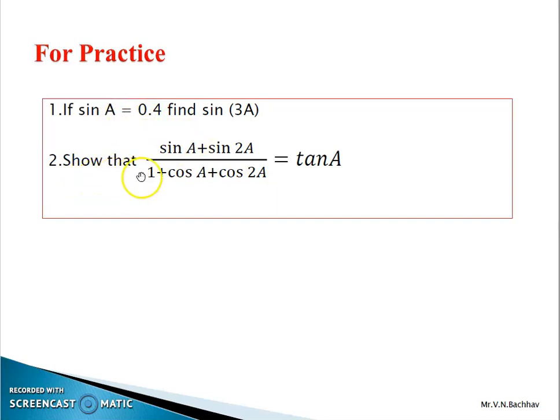Second one is show that sin A plus sin of 2A upon 1 plus cos A plus cos of 2A is equal to tan of A. Try to solve these examples.